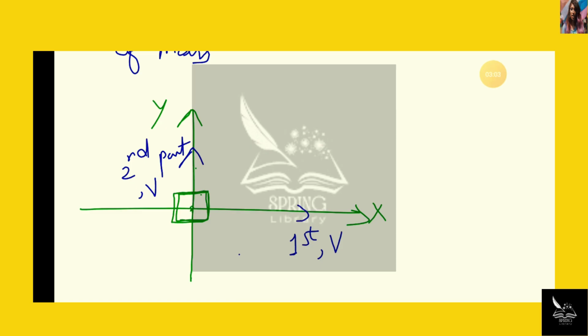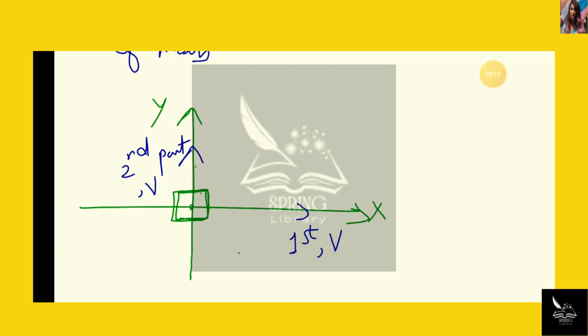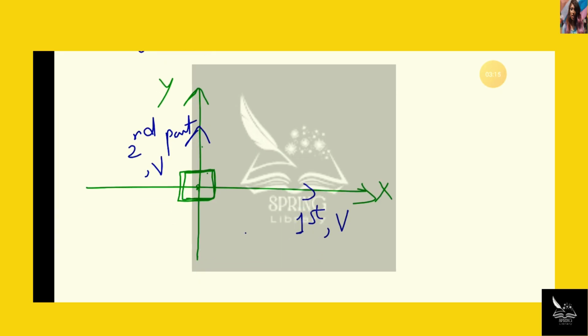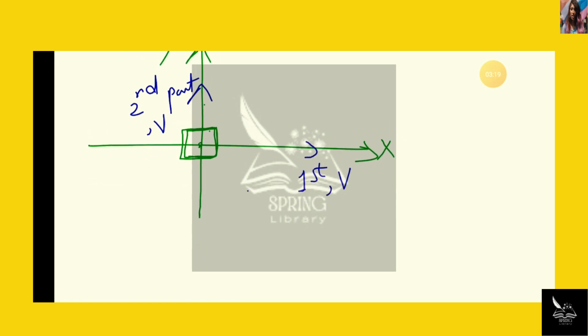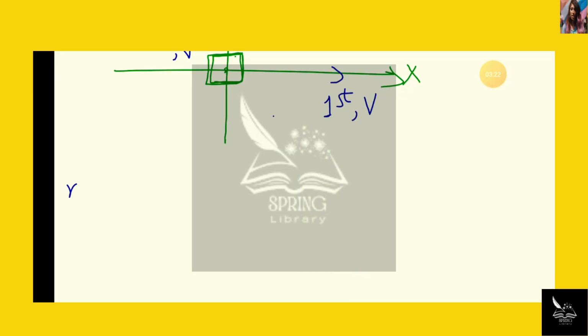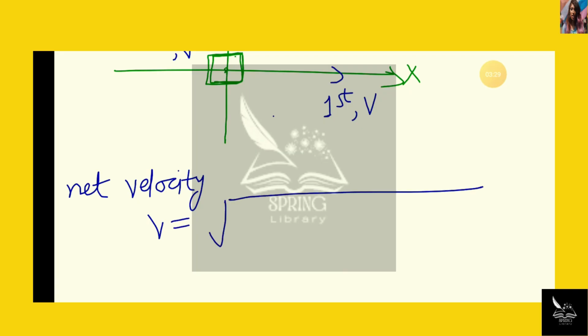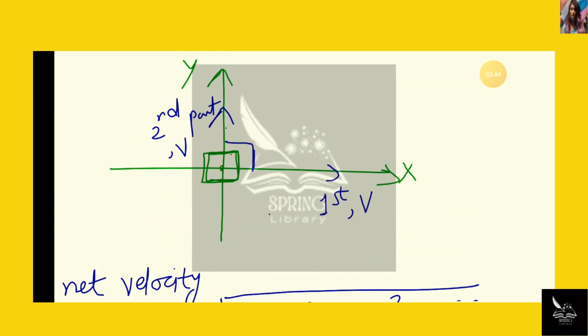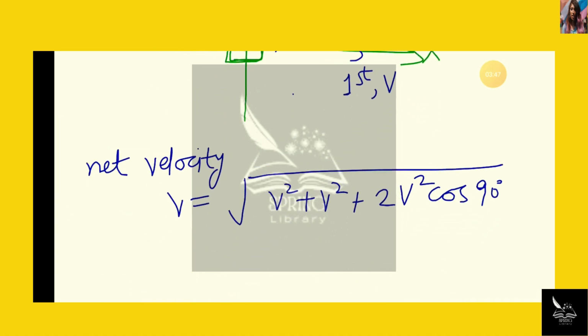And now the net velocity, after taking the first particle's velocity and the second particle's velocity, will be written as v equals square root of v square plus v square plus 2v square times cos theta, where theta is 90 degrees, because you can see the angle between them is 90 degrees. Here I have used the formula for finding the net velocity.